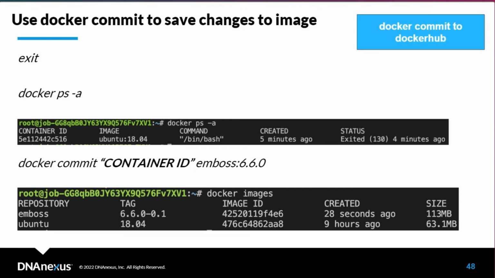Once we have done that, we can run the command docker images again to check that we now should have two existing images: the original one, which is Ubuntu, the base for us, and then the newly created EMBOSS package with all the new functionality.